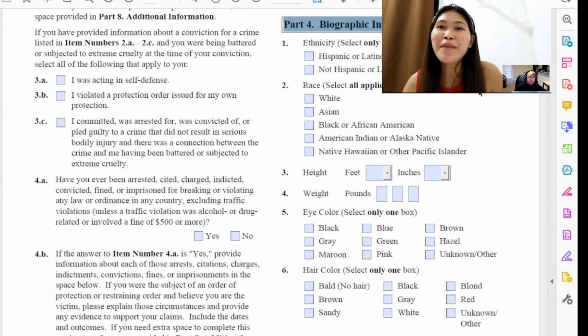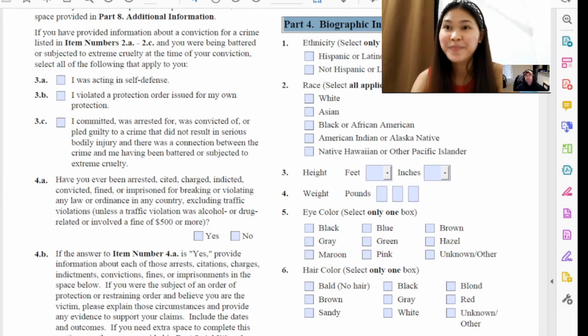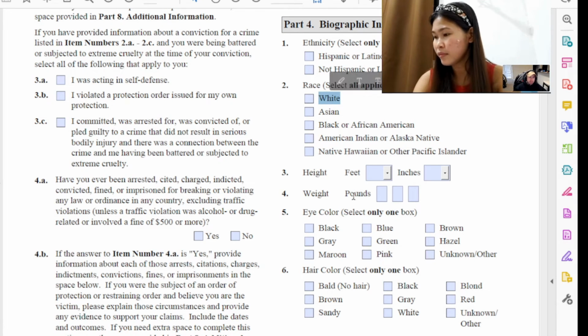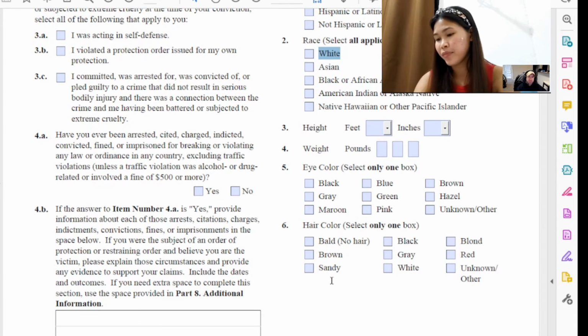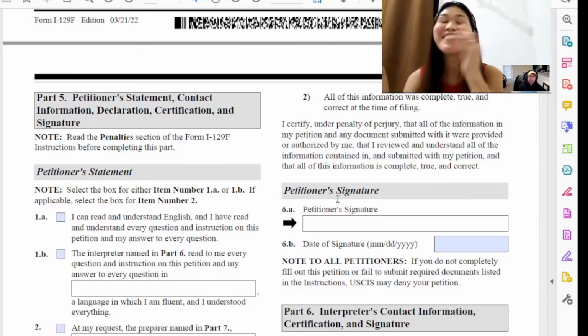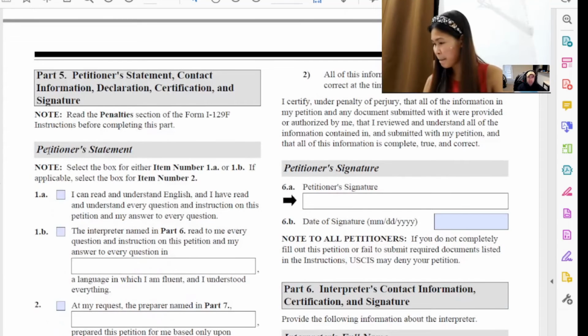This is important though. Biographic information. I think we did this twice because Travis made a mistake on this part. On this part, part four, it is for the petitioner, not for the beneficiary. So I put Jess's information here and not mine. So we did it again. Obviously for me it would be here: white, my height, my weight, my eye color, my hair color. That's why it's a good thing we recheck it before we submit it. Yeah, we have to check it multiple times.